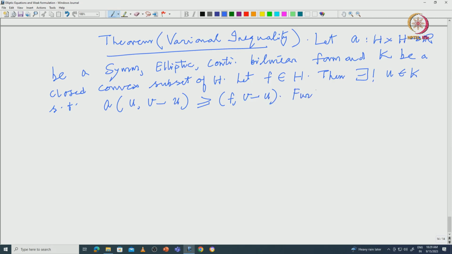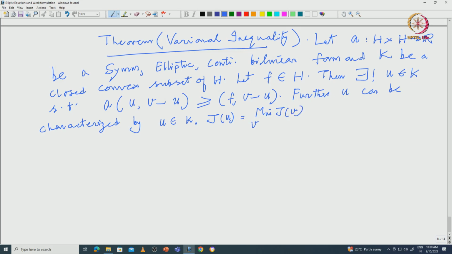Further, U can be characterized by a minimization problem: find U in K such that J of U equals the minimum of J of V over V in K. So it is a minimization problem where J of V is equal to half of A of V, V minus F of V. F of V is the inner product if F is in H. If you treat F as in H prime, then it is a duality bracket.